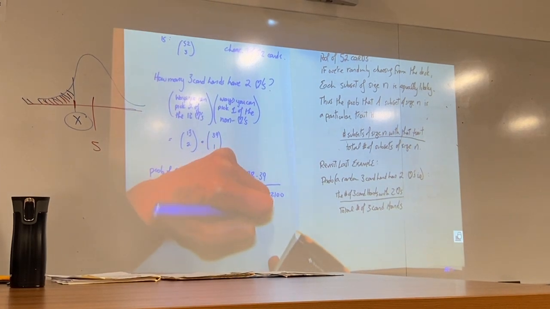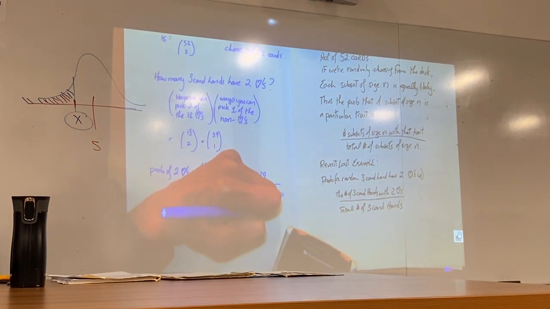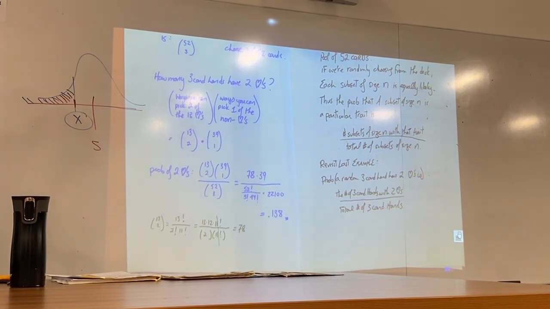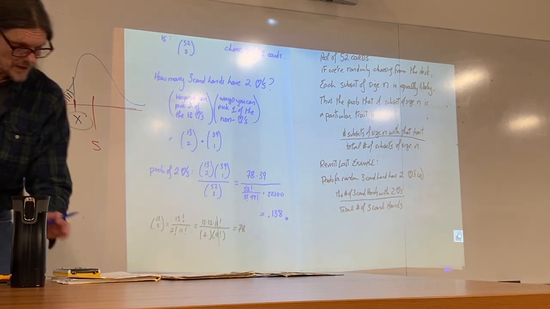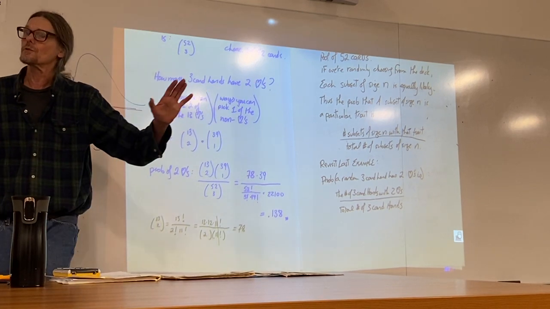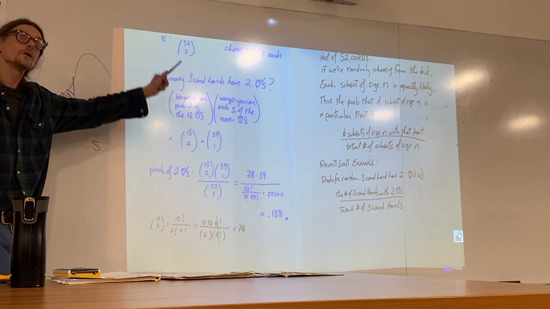22,100, right? That probability is 78 times 39 divided by 22,100, which is about 0.138. So there's about a 14% chance that a 3-card hand will have 2 hearts in it. Make sense? Okay. Do you see these two competing strategies? Now this one here is actually fairly versatile.